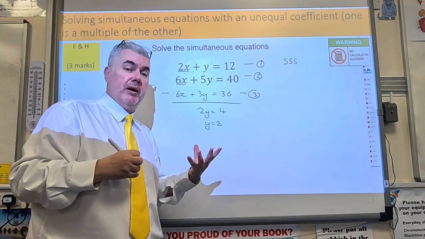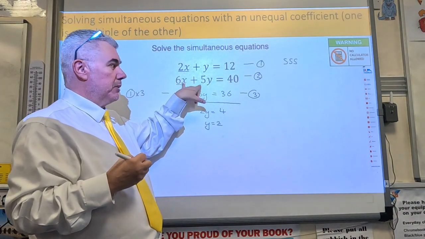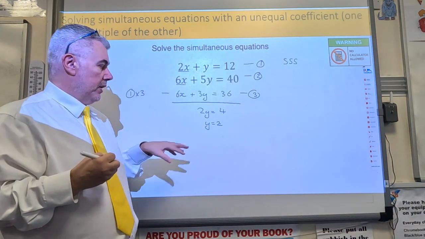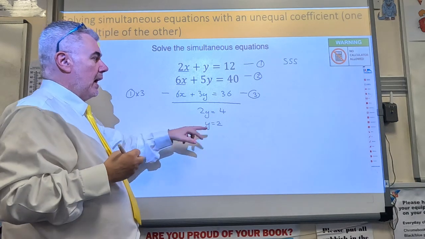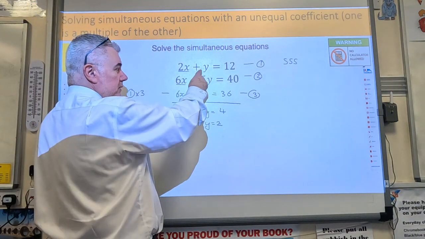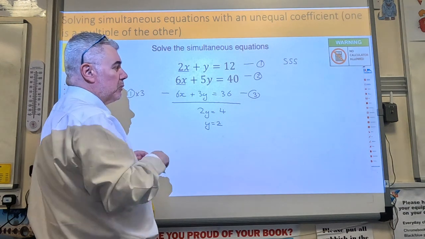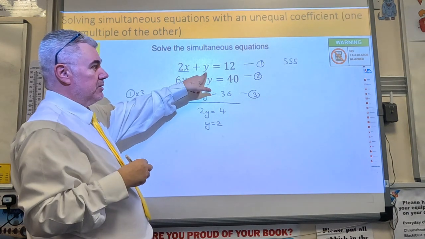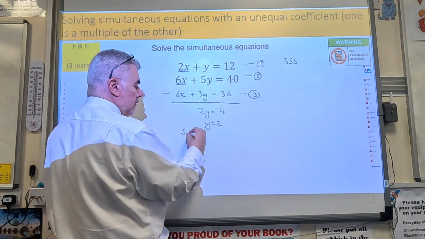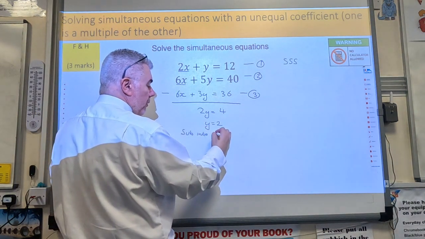That's what a simultaneous equation is. An x and a y value that will make this true, an x and a y value that will make this true. I found y is 2. I can substitute into either of the 3. I'm going to pick the one that looks the easiest. It's probably this one. There's only one y. It's a positive. So I'm going to sub into number 1.